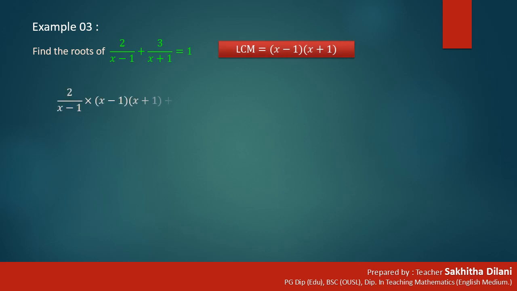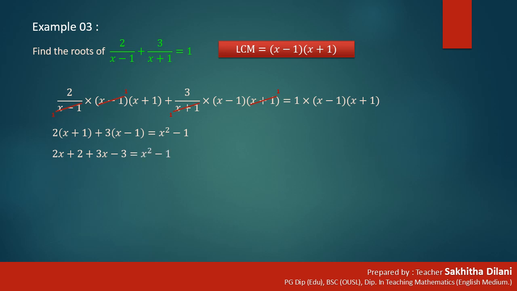Now multiply each and every term by this LCM. You can see that some terms get cancelled as there are common factors. Then we get 2 into x plus 1 plus 3 into x minus 1 equals x squared minus 1. Simplify the like terms by removing brackets and taking all the terms to the right side to set up a quadratic equation. That is, x squared minus 5x equals 0.